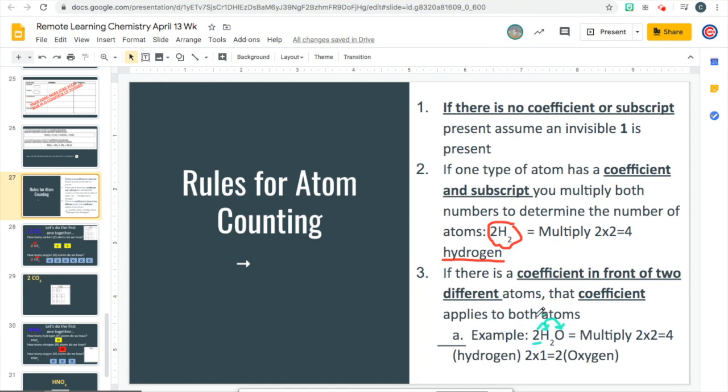So the way that we're going to count these atoms, we got to figure out how many hydrogens there are and how many oxygens there are. Because that coefficient is in front of the H, we're going to go ahead and figure out how many hydrogens there are first, okay? So we have a coefficient and we have a subscript. So we automatically know to figure out how many hydrogens, we need to multiply these two. So again, 2 times 2 equals 4 hydrogen.